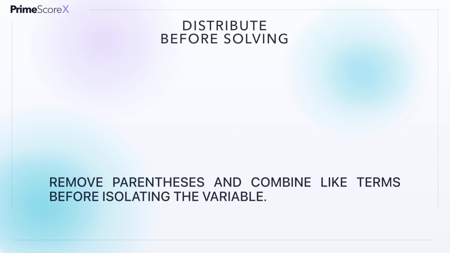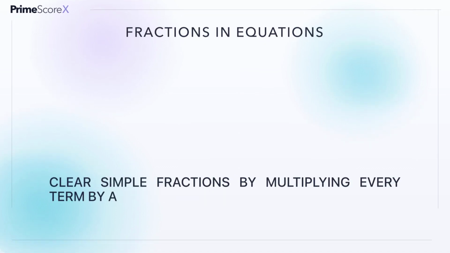Solve 2(x plus 3) equals 14. Distribute to get 2x plus 6 equals 14. Subtract 6, then divide by 2, giving x equals 4. If both sides contain grouping, simplify each side first. Trying to isolate x while parentheses remain can create incorrect operations or missed terms.